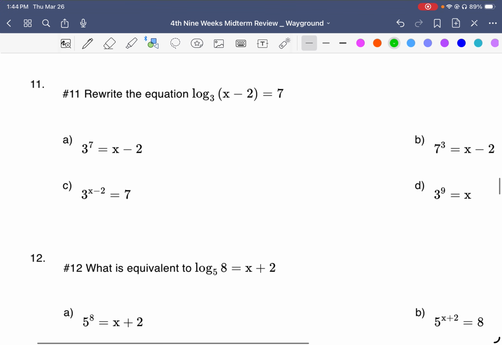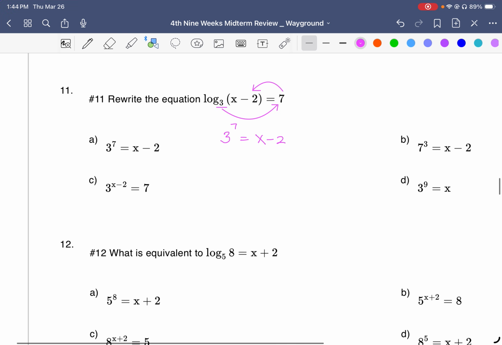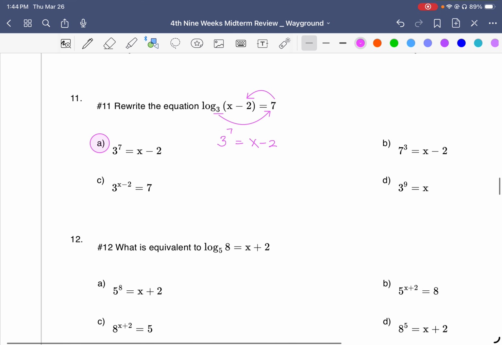Okay, question 11. Now this is a logarithm, so when I rewrite it using the loop-de-loop, it'll be in exponential form. So I'm going to underline the base, go out, and back in. In exponential form, you start with 3 to the power of 7 equals x minus 2, which matches answer A. Okay, let's go to the next question.